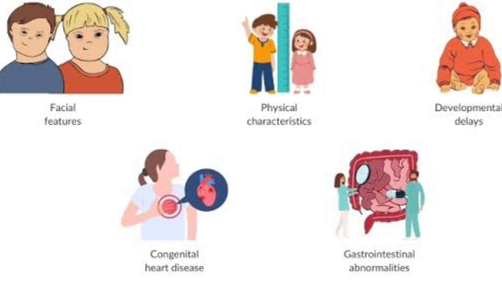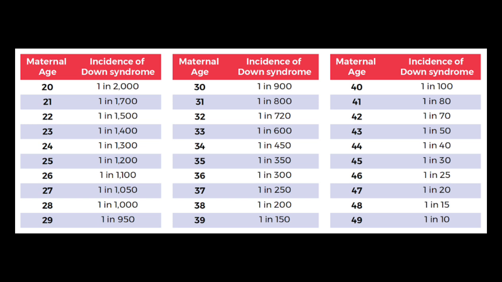Then there are certain complications in patients of Down syndrome. These are subfertility, hearing defects, low intelligence, and an increased risk of lymphoproliferative malignancies. Usually, the chance of Down syndrome increases if the mother's age is increased.